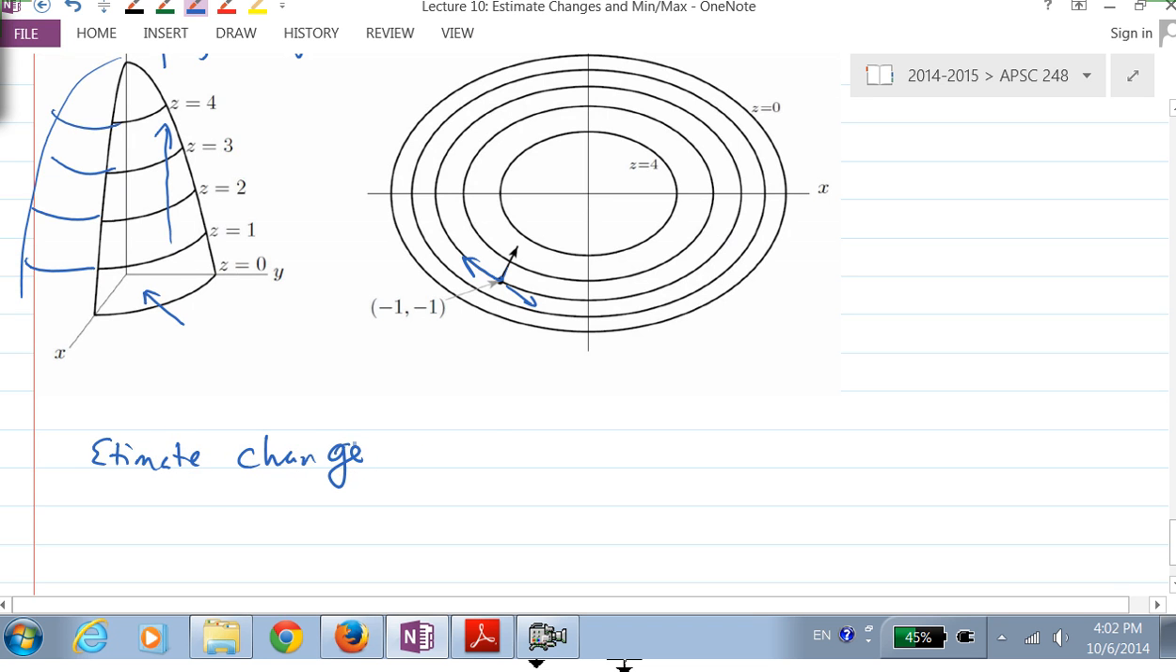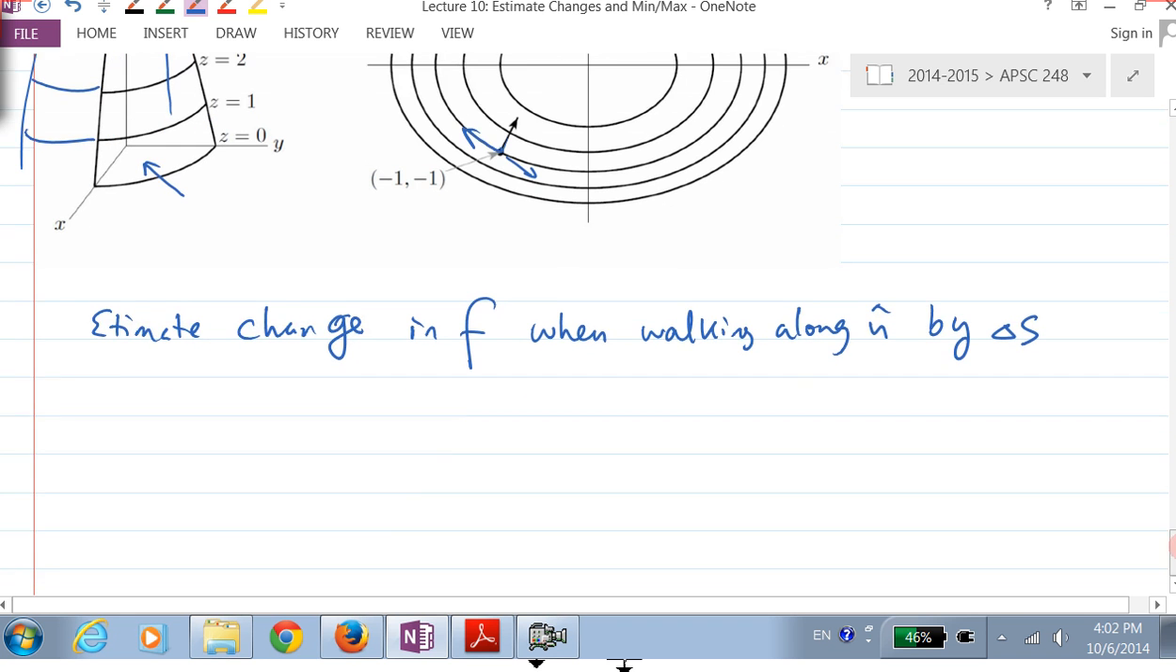Let's look at estimate change in f when walking along u hat by a small distance s. So you see, very basic ones is this.